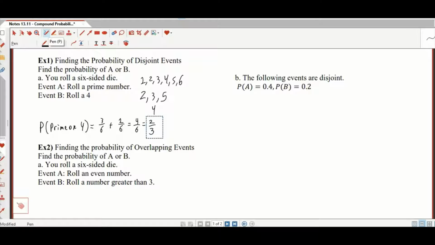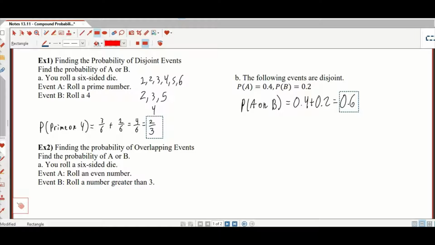So the following events are disjoint. Event A, let's go ahead and say an asteroid lands on your car, and the probability is 0.4. There's a 40% chance. And event B is that a bear eats your phone. These are disjoint, and so the probability of an asteroid hitting your car or a bear eating your phone is equal to one plus the other, which is 0.6, which is 60%.